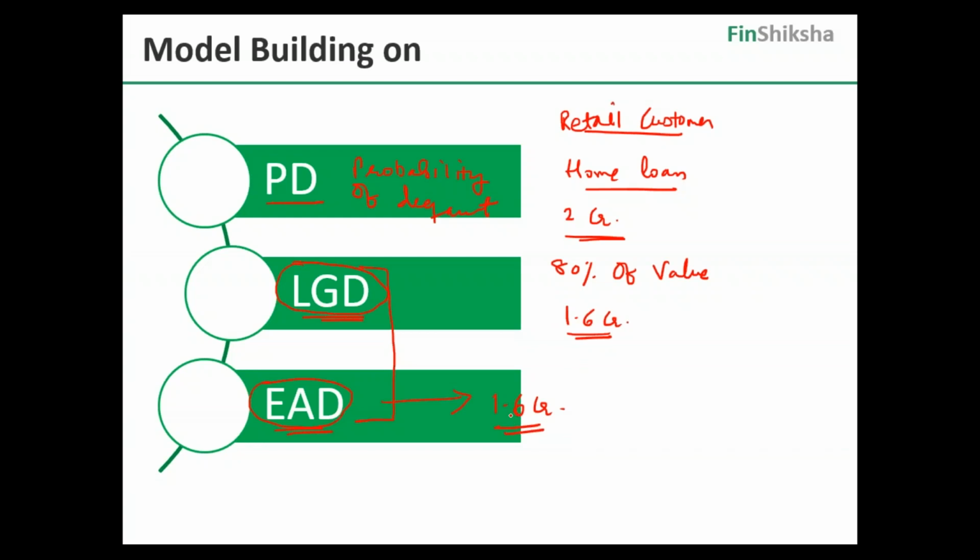But now the bank has an option. The bank can sell this home and recover whatever money it can. Whatever money they could recover, they have already recovered. So that is the loss given default, or recovery at default. Let's say the bank is able to recover 1.2 CR. So the loss given default is 0.4 CR, or 40 lakhs. It need not be that if the company has defaulted, then the entire money is gone. That is not the case.